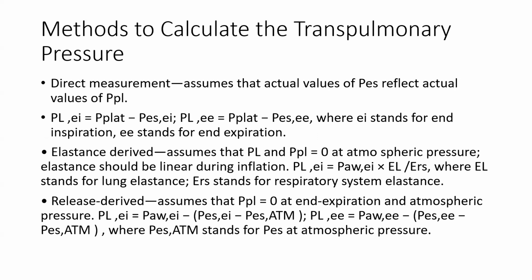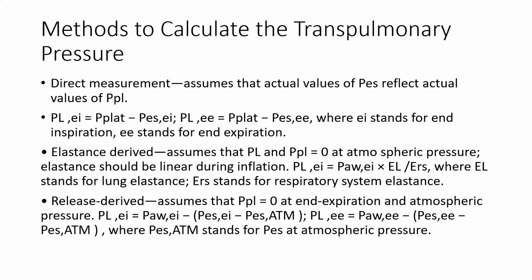Now, methods to calculate transpulmonary pressure. The direct measurement assumes that the actual value of esophageal pressure reflects the actual value of pleural pressure. So transpulmonary pressure at end inspiration is P plat minus esophageal pressure, and at end expiration, it is PEEP minus esophageal pressure.